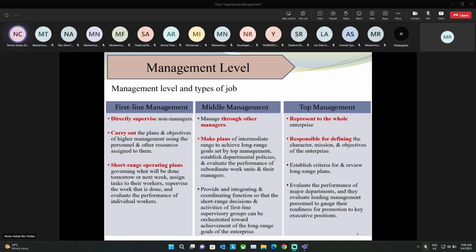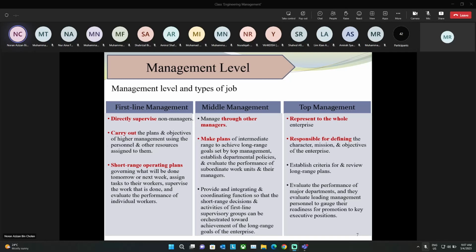For example, if we have Unify, what area do we need to cover with optical fiber? That decision comes from the top management. Let's say we want all areas in Batu Pahat covered by optical fiber. That's the decision of the top management, and the chief engineer or engineer then needs to execute that direction.